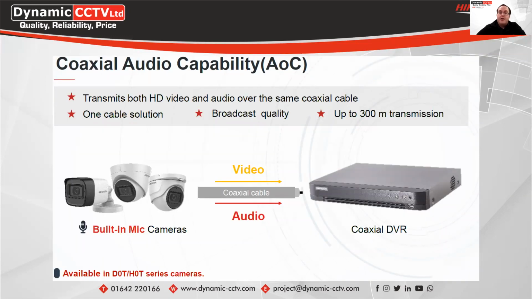When using the audio over coax solution, the maximum distance that you can achieve using this is 300 meters. So this is from the DVR itself to the camera with the AoC transmission. Above that, you can still get video transmission, but you wouldn't be able to get the audio signal over 300 meters away from the recorder. So there is that limitation to bear in mind with the system.